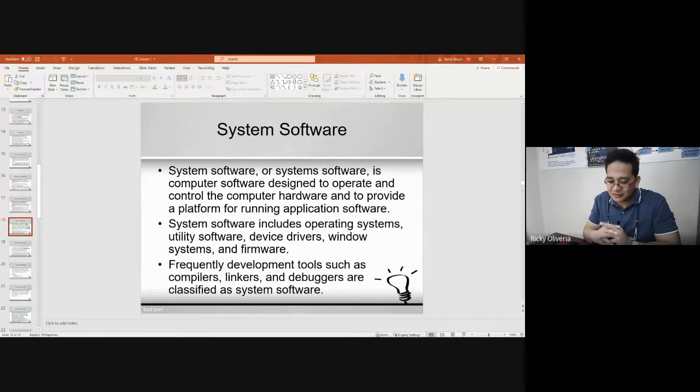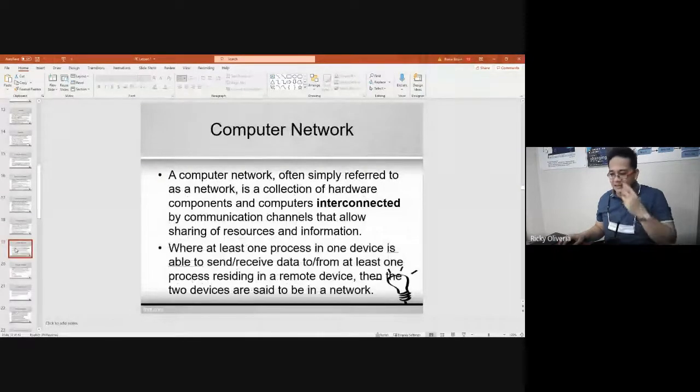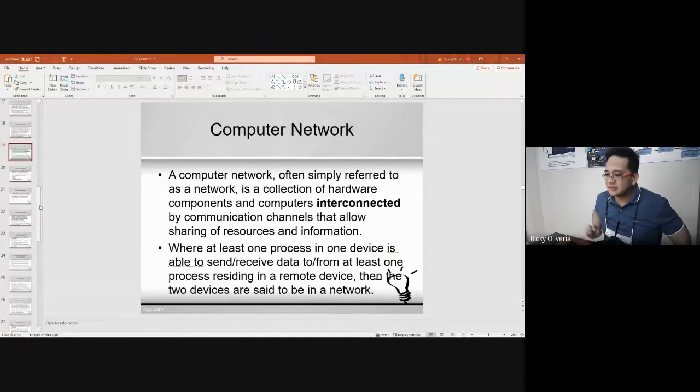Minsan, kahit gaano kaganda yung PC mo, kung wala naman silang system software, hindi mo rin sila magagamit. Halimbawa, yung bumili ka ng bagong printer, ay, ganda-ganda ng printer mo, sinaksak mo sa unit mo, pero hindi mo siya magamit simply because wala siyang system software and you need to install the device driver. Okay, ganun siya. So, those are system software, yung nagre-run in behind. Okay? Next is computer network. Okay, computer network naman is a computer network often simply referred as a network. Okay?